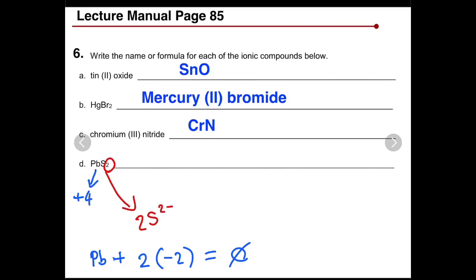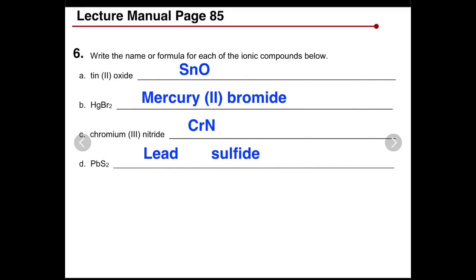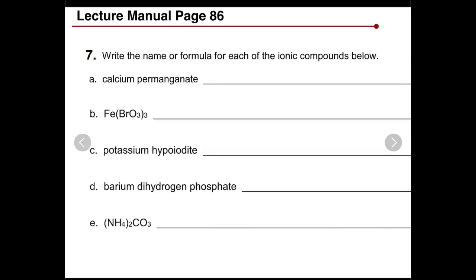Okay, so that means the Roman numeral that we're going to specify would be 4. So it would be lead, then Roman numeral 4, and then sulfur changes to sulfide. Okay, so that's the practice for it.